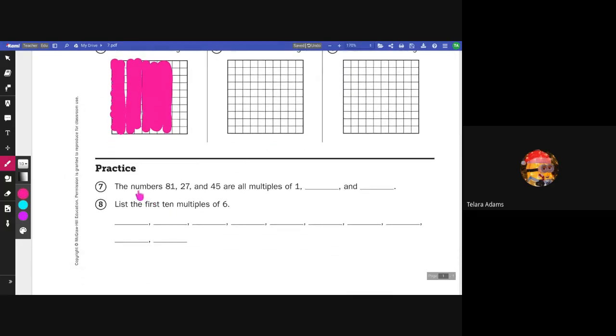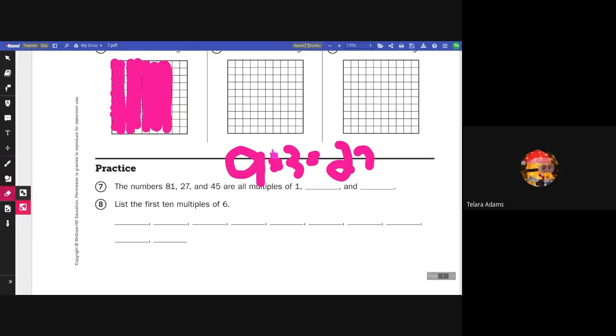Finally, practice. The numbers 81, 27, and 45 are all multiples of what? Remember yesterday we had our factors and we said that 9 and 3 were our factors. 9 times 3 equals 27. So 27 is a multiple of 9. Remember we talked about that? So I want you to tell me what numbers we can multiply together for 81, 27, and 45. They're all multiples of what numbers?